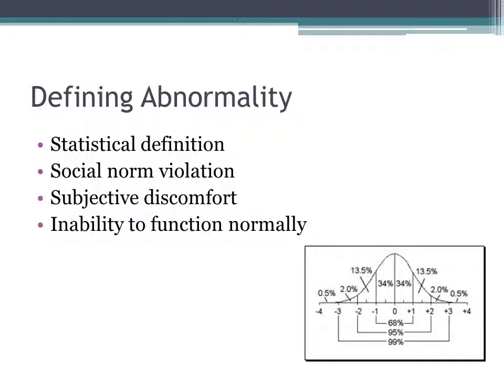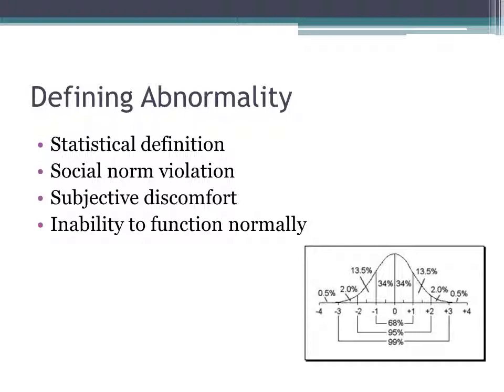Social norm violation. Each society has norms for behavior, right? These are expected patterns of behavior. When you violate these social norms, that could be indicative of abnormal or atypical behavior. So there is a norm within the United States that you should leave your house with clothes on. If you are leaving your house without clothes on all of the time, this would be considered abnormal behavior.